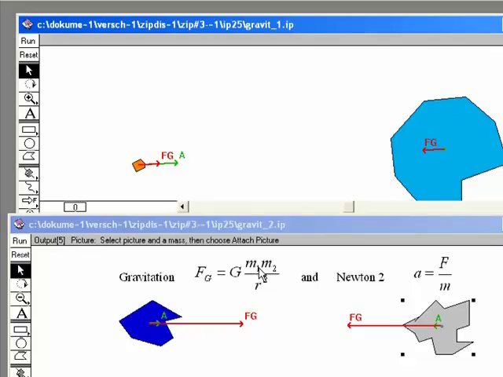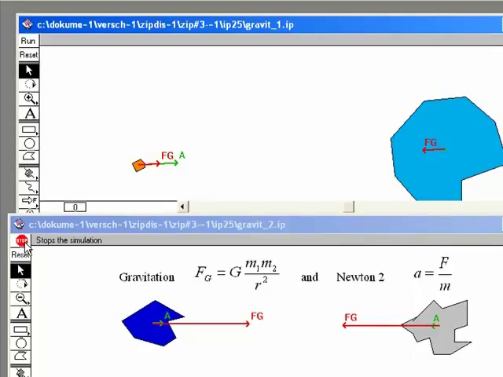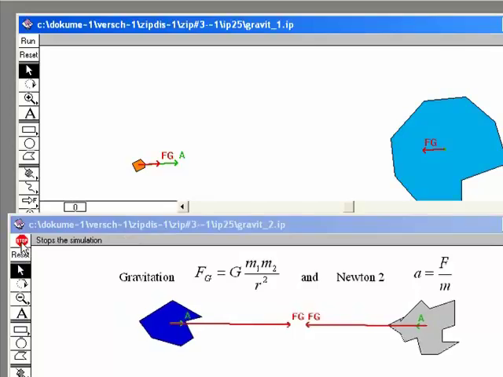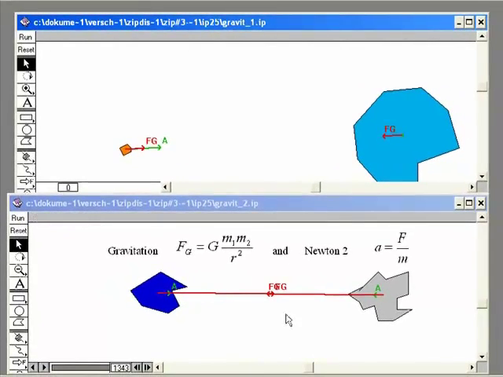Notice that with m1 times m2, or m2 times m1, the gravitational force is the same, and you see that the arrows are the same, just in opposite direction, which also goes with Newton's third law that says there is an equal and opposite force on each of the objects. I'm going to run this here. As you can see, the closer they get, the larger the force is.